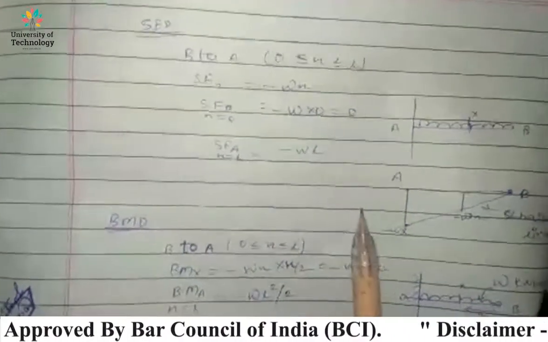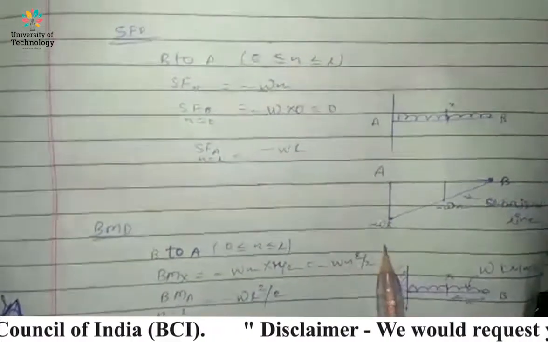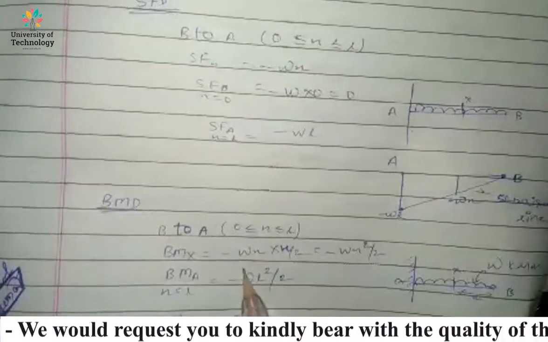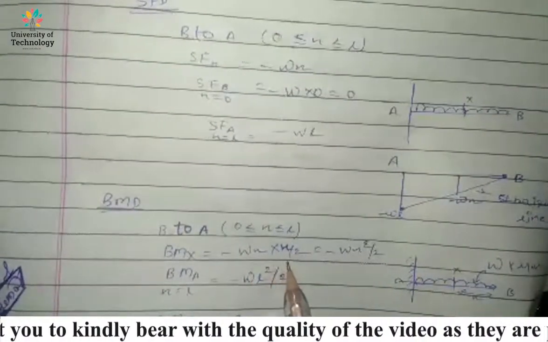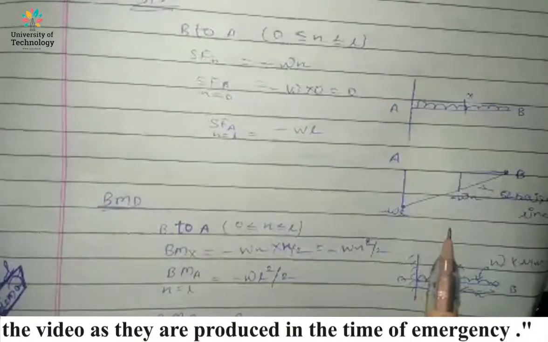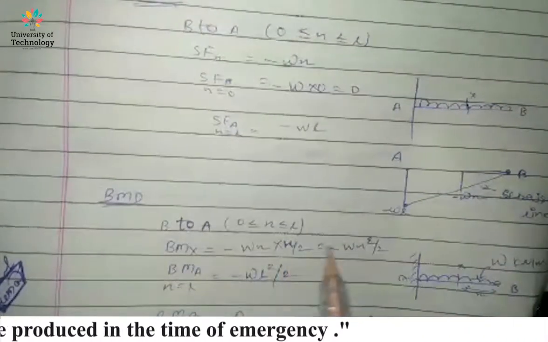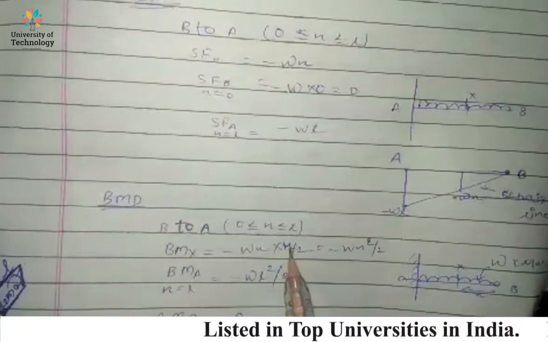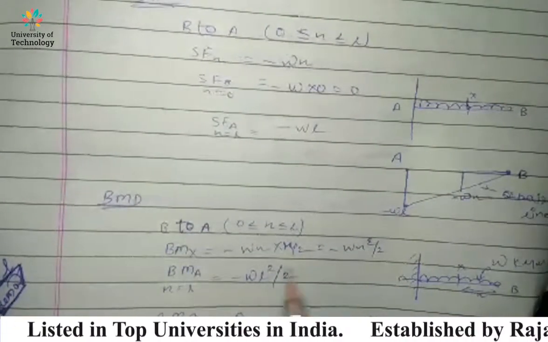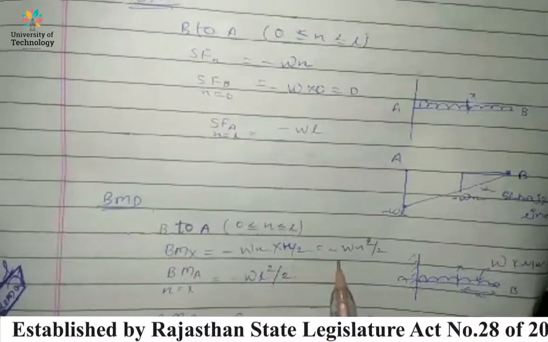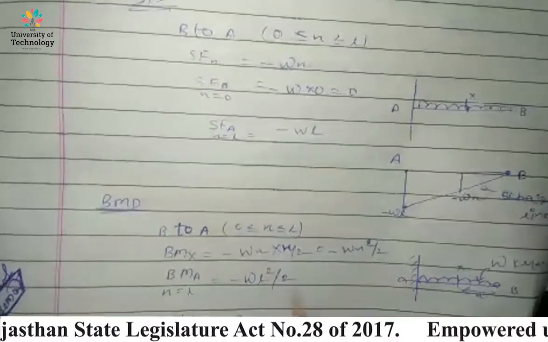And now we calculate the bending moment from B to A. So the bending moment is load into perpendicular distance. Because the load is uniformly distributed, it acts at the center, so the distance of this load is x by 2. So the bending moment is minus Wx into x by 2, that is minus Wx square by 2, right?